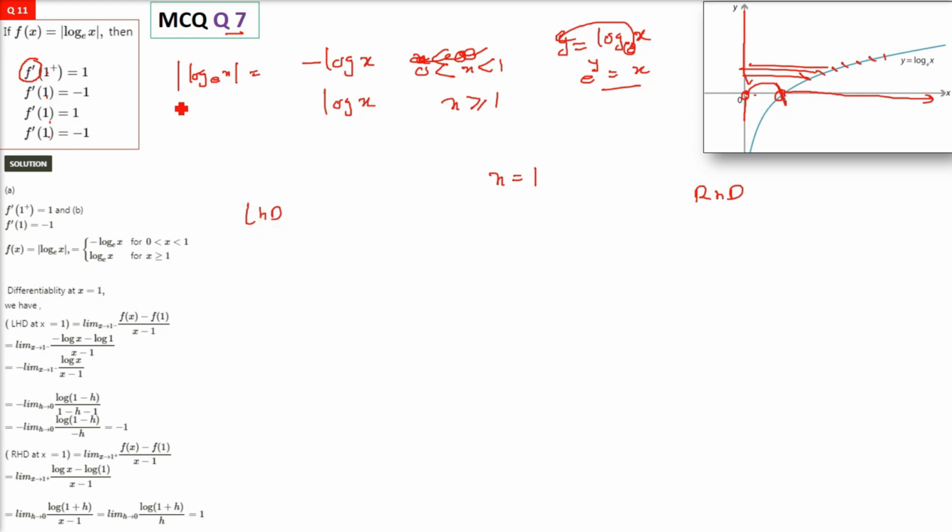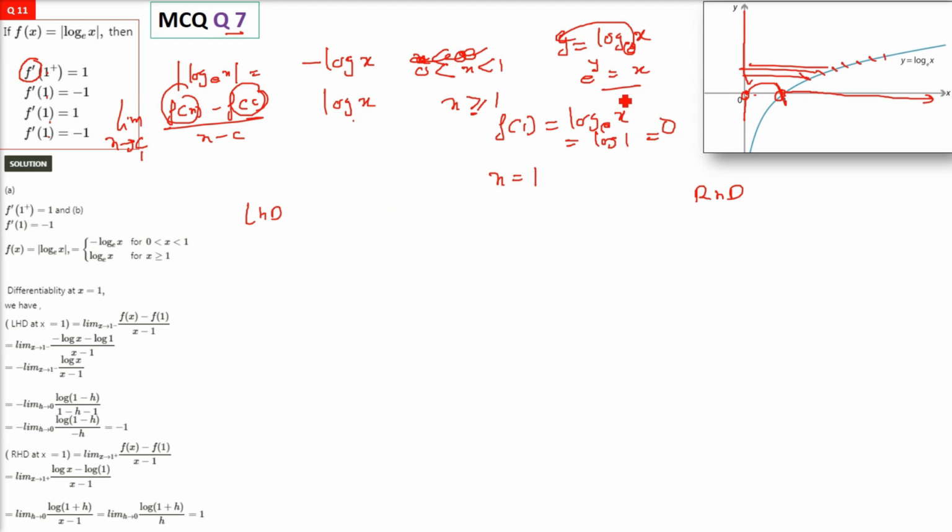So left hand derivative, when you go on the left hand of 1, you have to use negative log x. And the right side you have to use log x function. The differentiability is given by fx minus fc divided by x minus c. X is tending to c and c is 1 here. So fx, both functions you know, minus log x and log x, that you know already. What is fc? Just put f1 here in the equality sign function. Log 1 is 0. So fc will be 0. So we are not going to use it or write it because we already know it is 0.